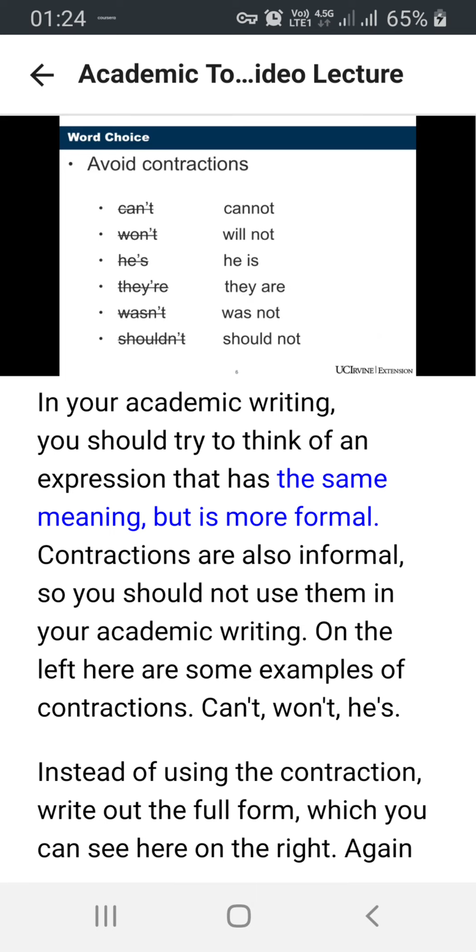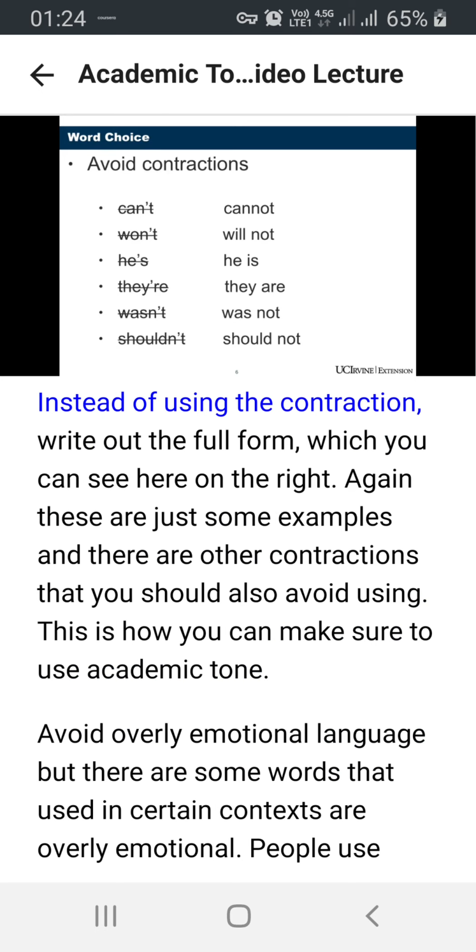formal. Contractions are also informal, so you should not use them in your academic writing. On the left here are some examples of contractions: can't, won't, he's. Instead of using the contraction, write out the full form, which you can see here on the right. Again, these are just some examples, and there are other contractions that you should also avoid using.